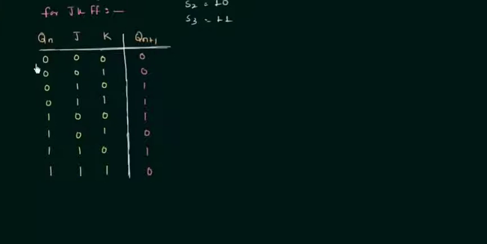The inputs are J and K. This is my input, and the present state is Qn, and the next state is Qn plus 1. So I can make a state diagram easily. Two possible states are there because only a single flip-flop, therefore two possible states. S0 is 0 and S1 is 1. So I will make two states. This is S0, this is S1.